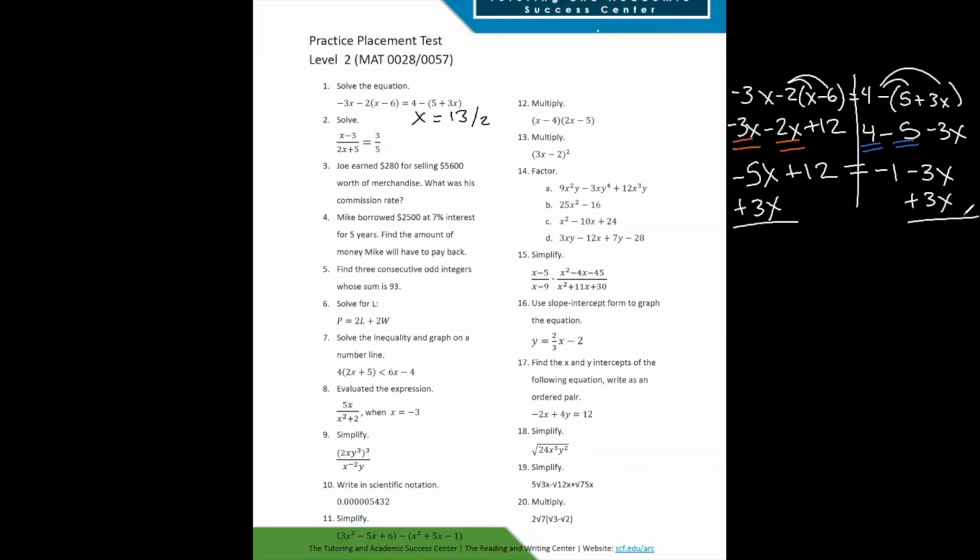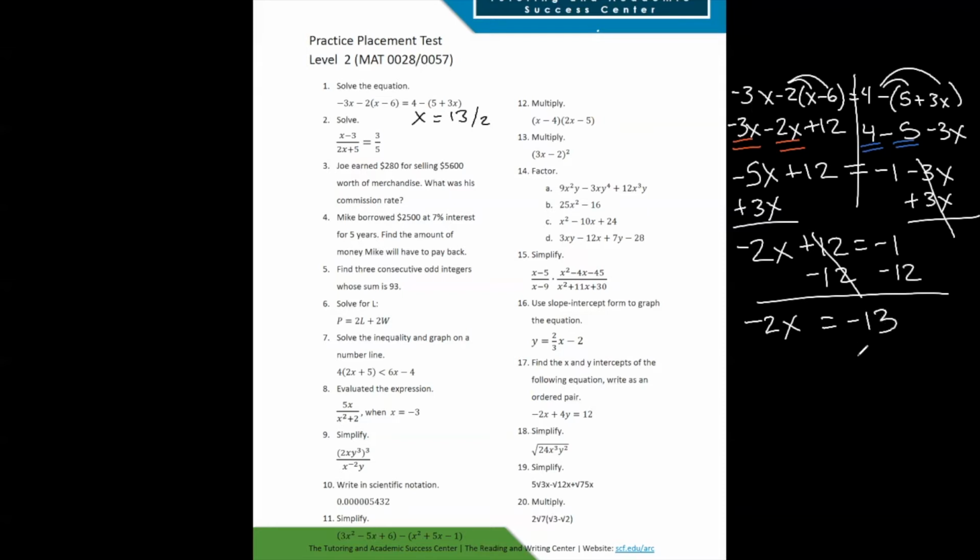And when I do this, my x's on the right side cancel out. Negative 5 plus 3 is negative 2, and the x stays the same. So now I have negative 2x plus 12 equals negative 1. From here, I'm going to subtract 12 on both sides. The negative 2x stays exactly the same. The 12s will cancel out, and now I have negative 1 minus 12, which is negative 13.